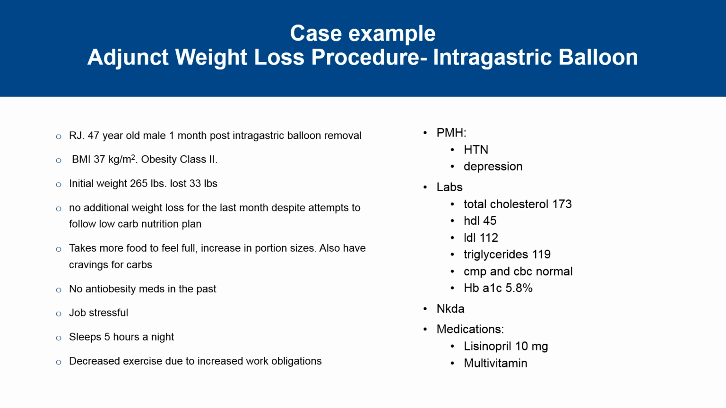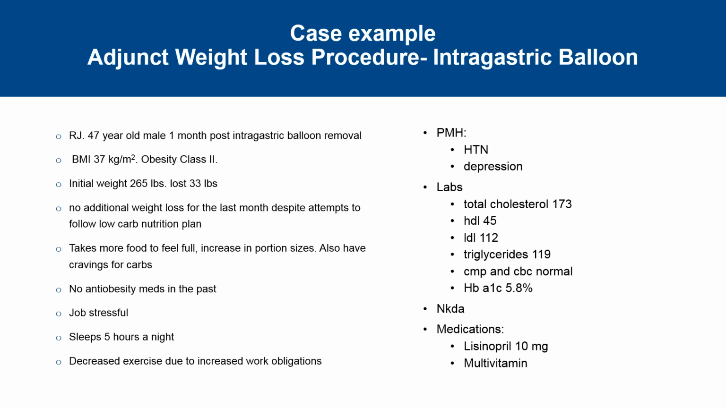And so let's use our case example here, looking at our patient for using weight loss medications as an adjunct to a weight loss procedure, the intragastric balloon. So RJ, he's a 47-year-old male. He's 1 month post intragastric balloon removal, has a BMI of 37, started with a weight of 265 pounds, thus far has lost about 33 pounds.